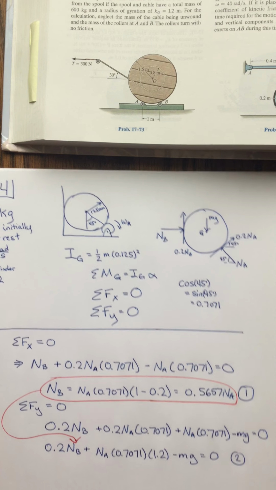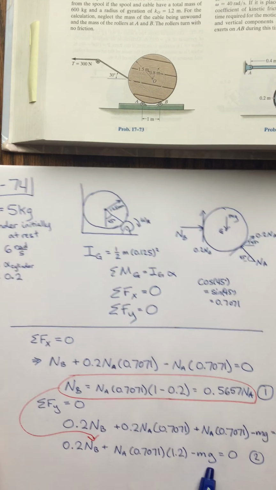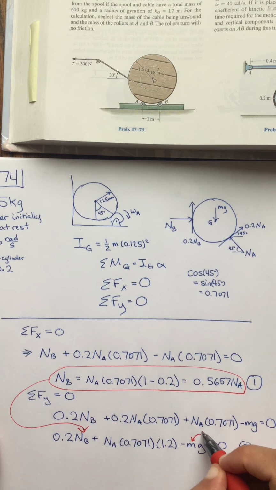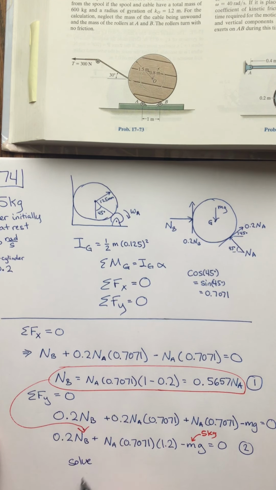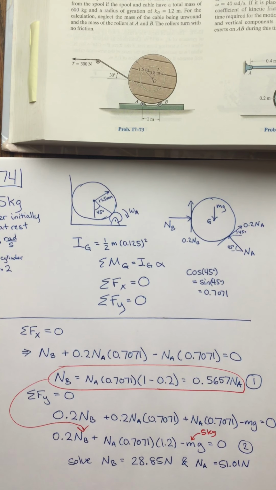And I'm going to let you do the solving on your own. We know the mass is 5 kilograms, so you can put that in here. And solve, and you should get NB is equal to 28.85 newtons. And then you can use the NB that you find to go back to equation 1 and find NA. And you should get NA is equal to 51.01 newtons.